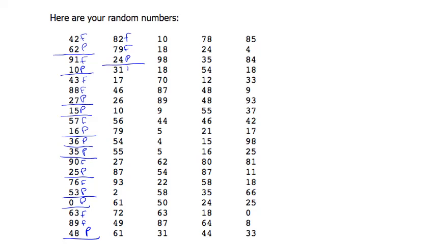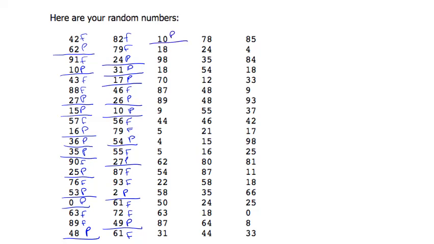The next run, 31 is a pass. The next one, 17 is a pass. The next run, 46 is a fail, 26 is a pass. The next run, 10 is a pass. The next run, 56 is a fail, 79 is a fail, 54 is a pass. The next run, 55 is a fail, 27 is a pass. The next run, 87 is a fail, 93 is a fail, 2 is a pass. The next run, 61 is a fail, 72 is a fail, 49 is a pass. The next run, 61 is a fail, and 10 is a pass.